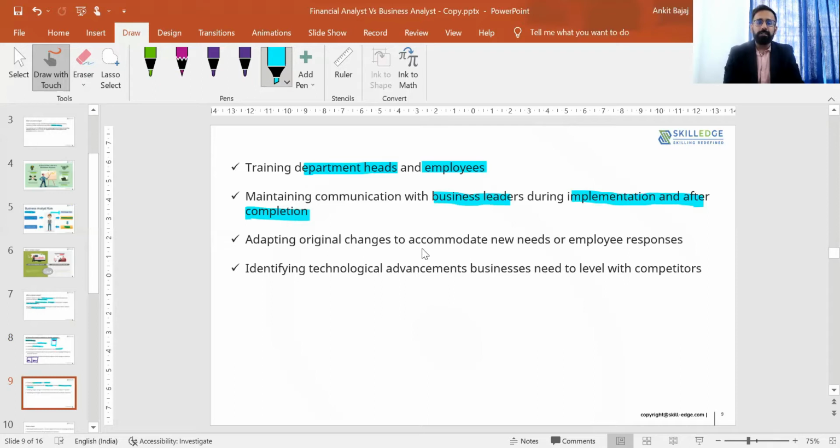Then adapting original changes to accommodate new needs and or employee responses, right? So definitely they will be communicating and providing training to the employees, and also they will be taking feedback from the employees on whether they are able to work with the changes or not, right? And identifying technology advancements the business needs to level up with competitors. Definitely without technology no organization will be able to survive nowadays, right? So they will be providing technology support also, right? Technological support means how organizations should update their technology advancements, right?